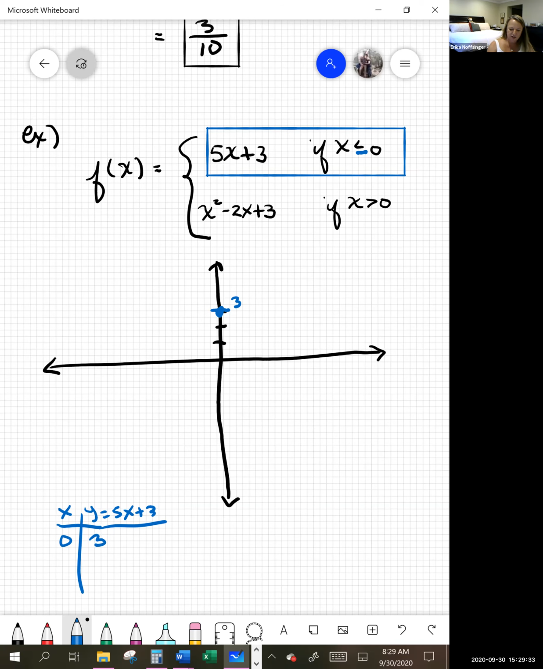I am not going to choose any numbers that are bigger than 0 for this equation. If I choose a number that's smaller than 0, let's say -1, and plug it in here, well, 5 times -1 is -5, and -5 plus 3 is -2. So at -1, I have a point at -2. And now this is linear, so this is just a line. It would just be shooting downwards like this forever.